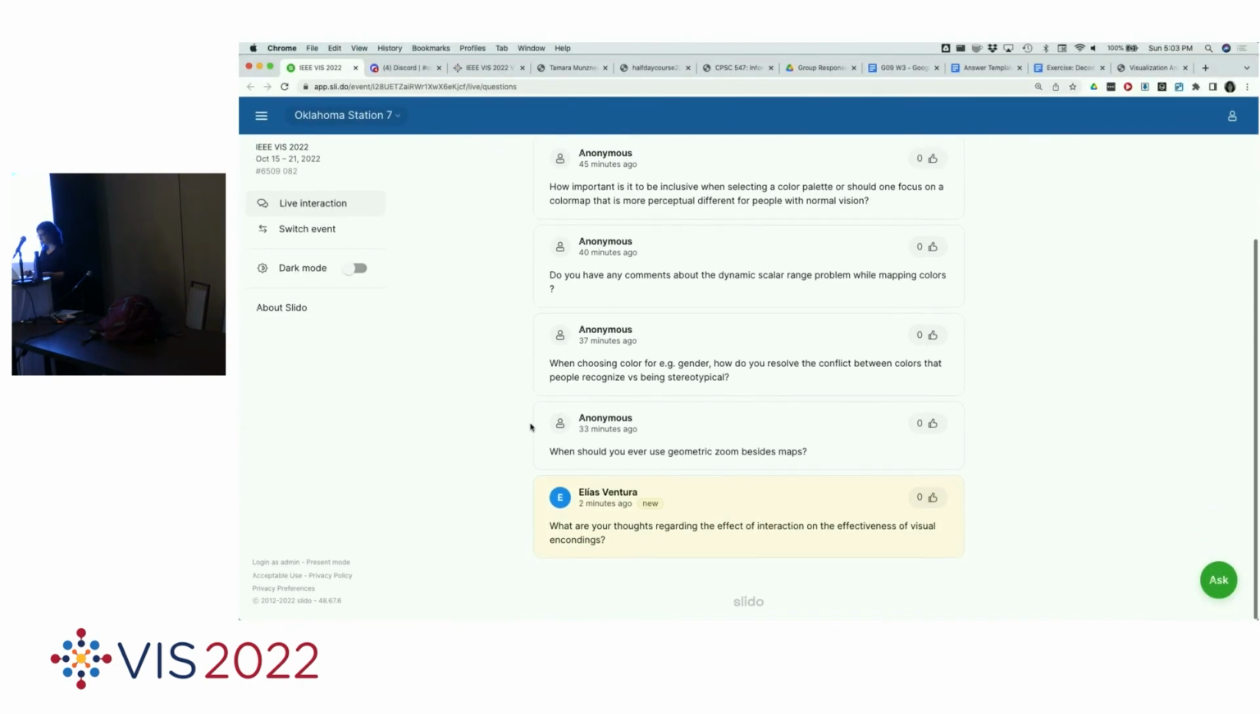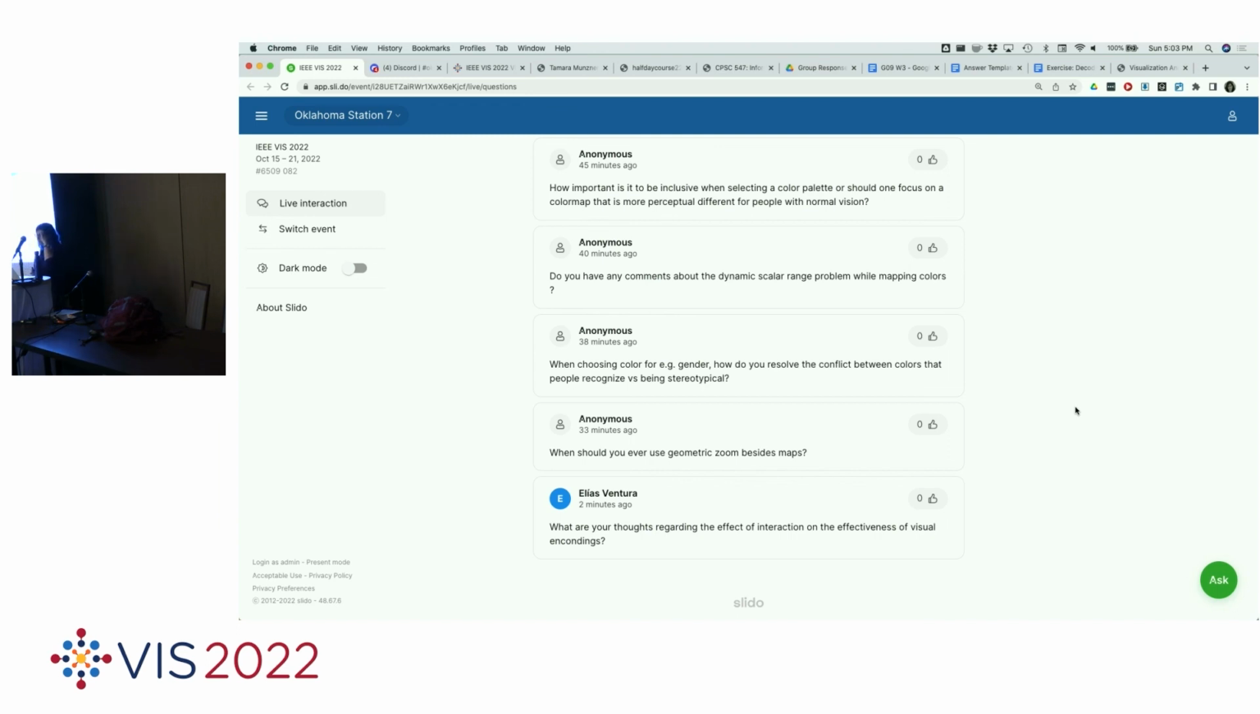I see one more, maybe before we wrap up. What are my thoughts on the effect of interaction on the effectiveness of visual encodings? So there's a whole literature on that. There's a lot of people who say we must have more interaction and more interaction design. And then there's a lot of people who are like, but interaction has a cost, right? There's a time cost of interaction. It will literally take you time to interact and see things. And so when is that cost worth the benefit?